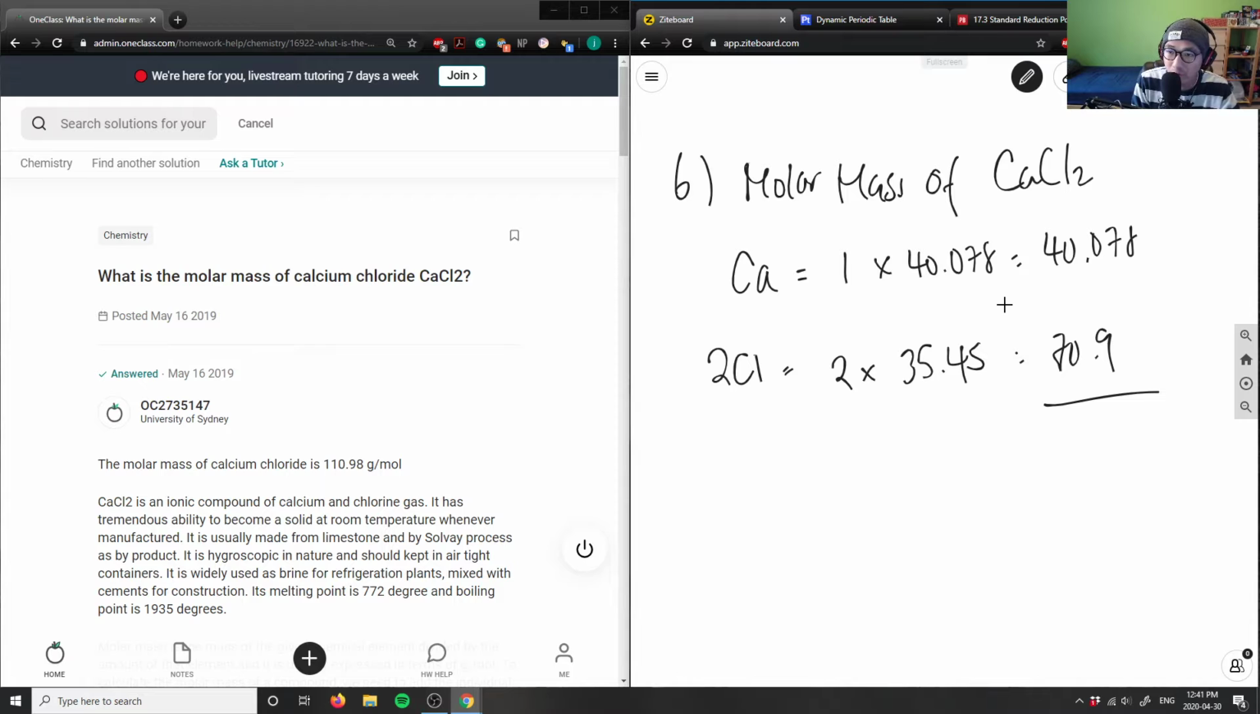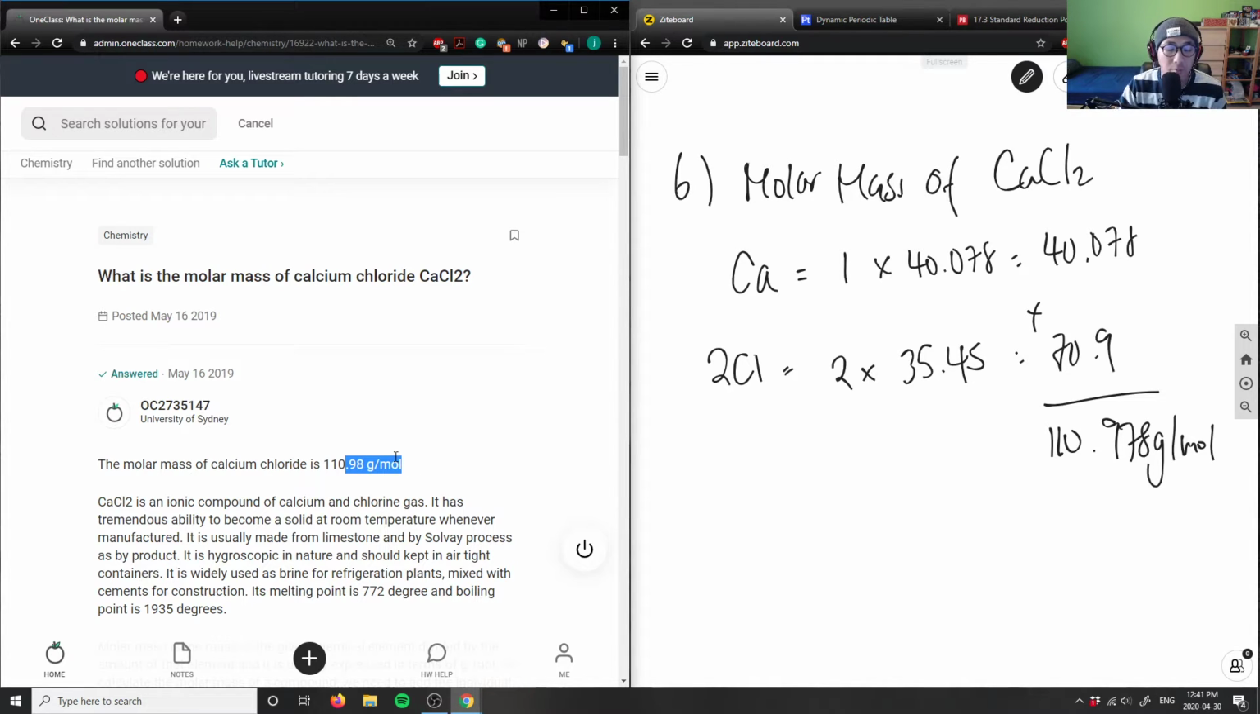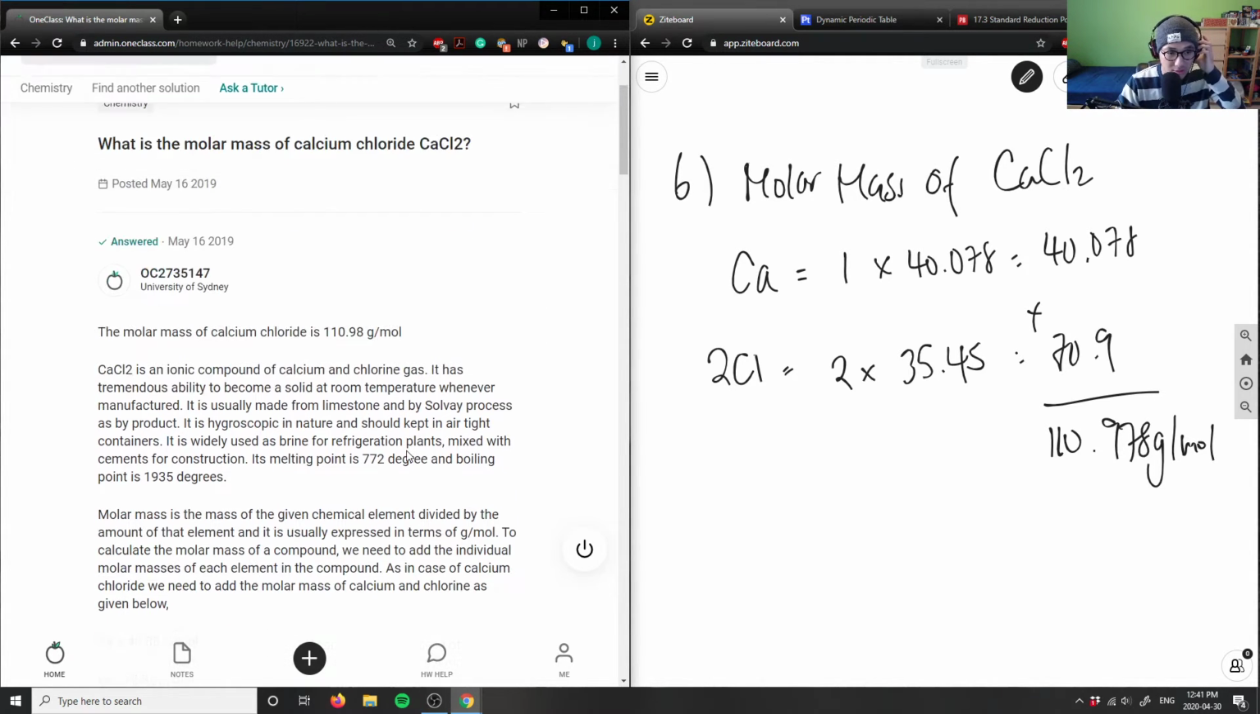I add both of these numbers up to give me my total molar mass of calcium chloride. So this is 40.078 plus 70.9. This will give me a value of 110.978 grams per mole. So this is my solution for this problem. And again, they had 110.98 here. So the solution here is correct.